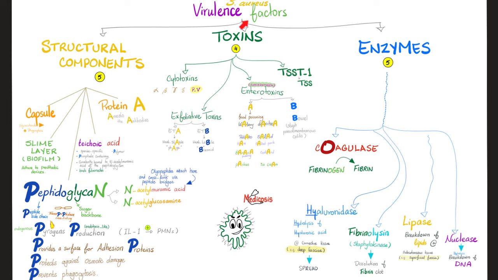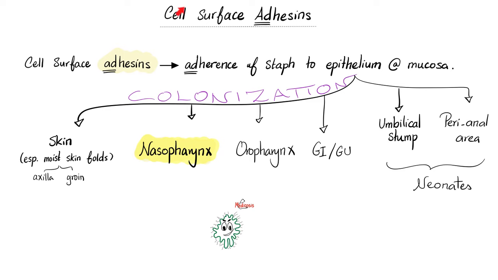Let's talk about the staph toxins. We have cytotoxins, exfoliative toxins, enterotoxins, and toxic shock syndrome toxin number 1. Pause and review. Don't forget the cell surface of the bacteria has adhesins, which help the bacteria adhere to your epithelium. And that's why staph can colonize my mucous membrane. You find Staph aureus, for example, in about 10 to 15% of the nasopharynx of the general population.